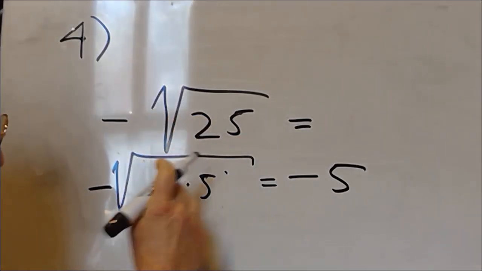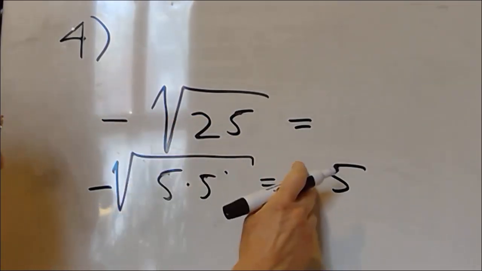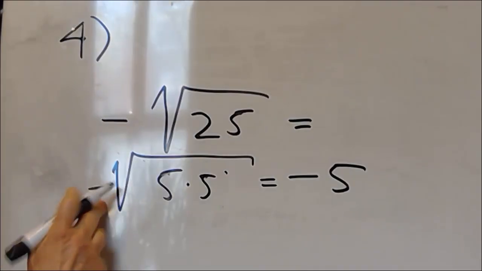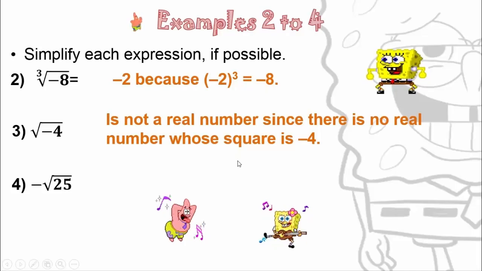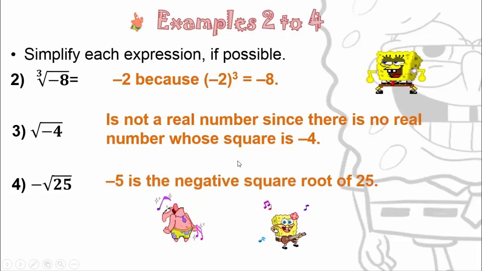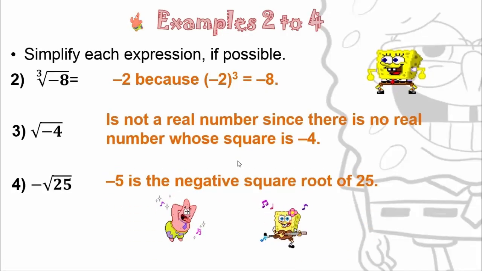This is just the regular square root, and then the negative sign is outside the radical sign. So that's the difference between when the negative sign is on the inside and when the negative sign is on the outside. Let us review what we just did on the whiteboard. We found negative 5 is the negative root of 25.